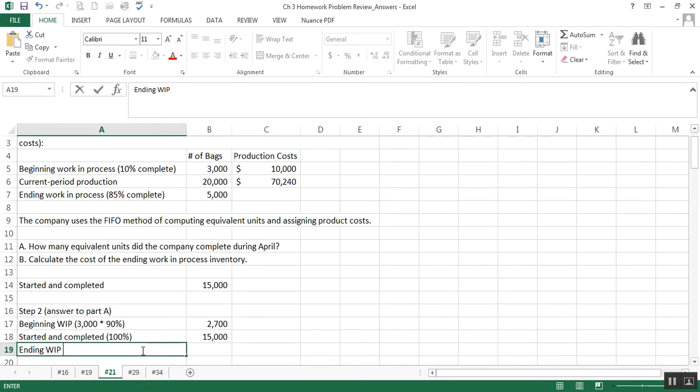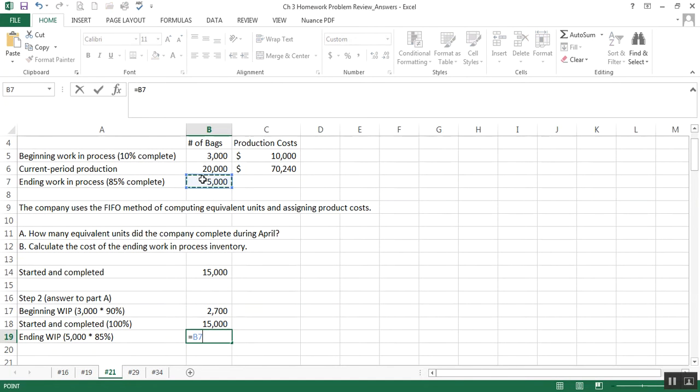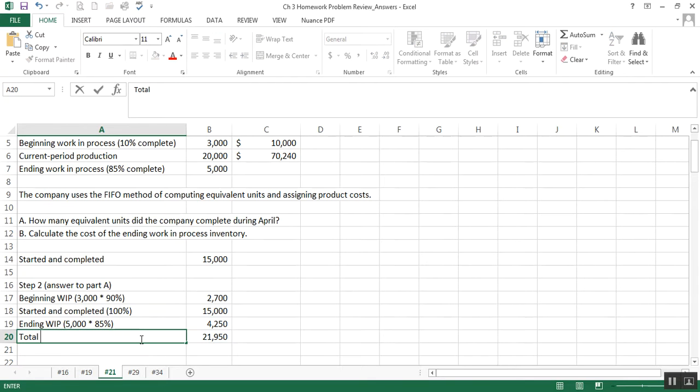And our ending WIP is our 5,000 units times the 85% that we completed during the period. So 5,000 times 85%. Okay? So that gives us total equivalent units of 21,950. Equivalent units completed during April. Okay.